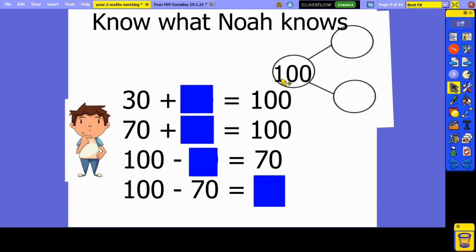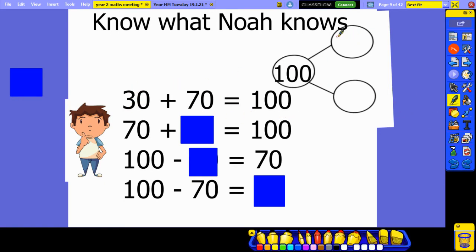Okay, my whole is 100. 30 plus something equals 100. This is an easy one. I can use my number ones to 10. 30 plus 70 equals 100. I know that because 3 plus 7 equals 10. My whole is 100. My parts are 30 and 70.